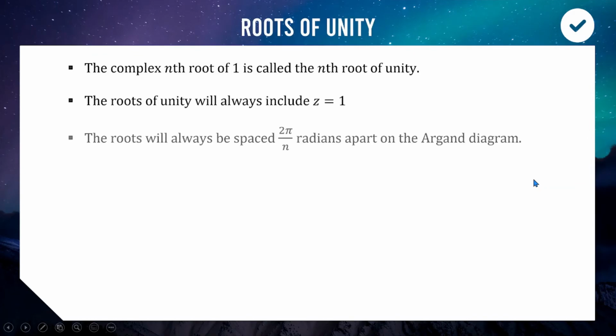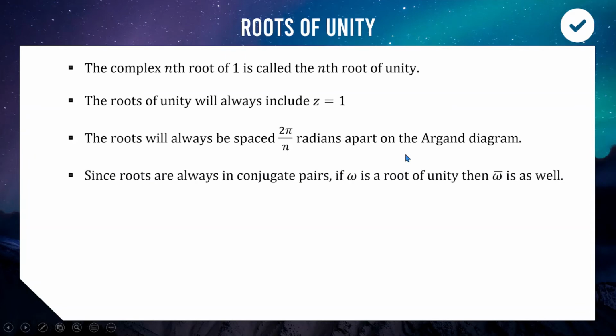Okay, always includes 1, evenly spaced around the Argand diagram, so whatever power you are finding, if you divide 2 pi by that power, that will tell you how far apart they are. Okay, and because roots of unity will be equations with no imaginary terms, we have only real numbers, which means the conjugate root theorem will apply. So we'll always see conjugate pairs. So if omega is a root of unity, then omega conjugate is also a root of unity, which makes finding them even easier again.